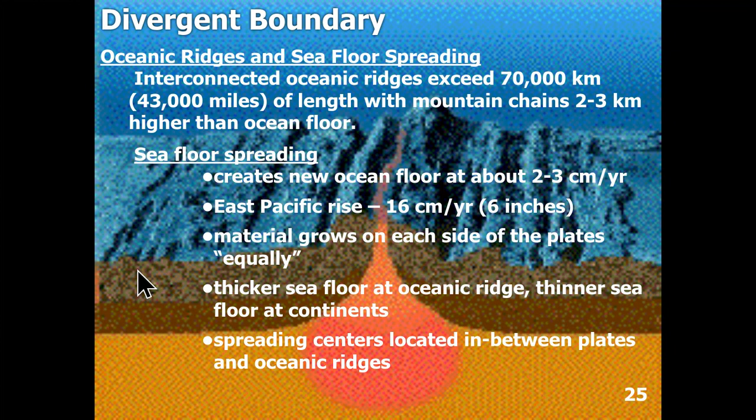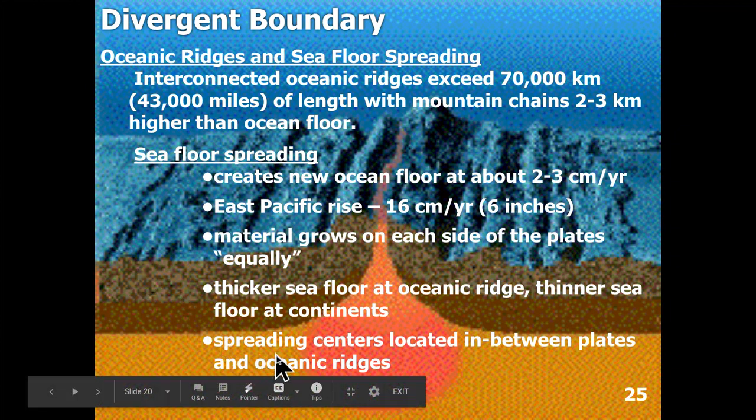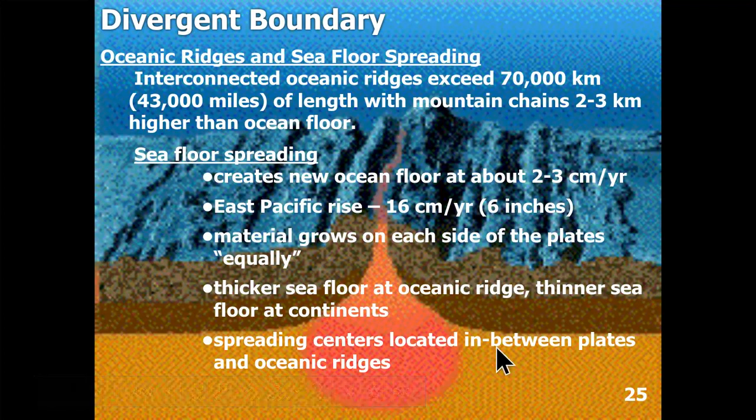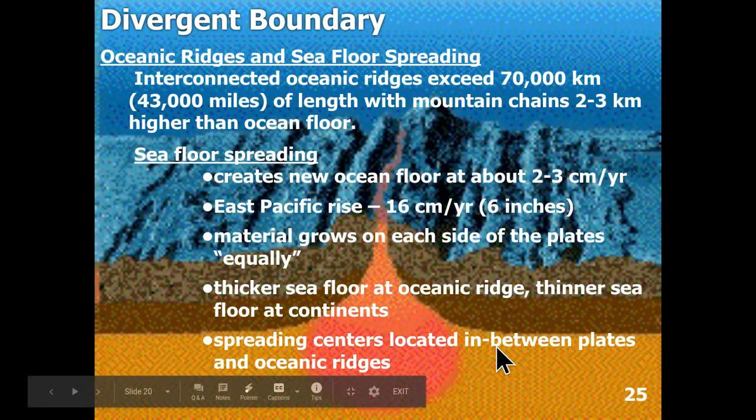And typically, when we look at the distribution of divergent boundaries, we find that divergent boundaries and spreading centers are located typically in between the oceanic ridges, in between the different kinds of plates, and sometimes very common in between continents.